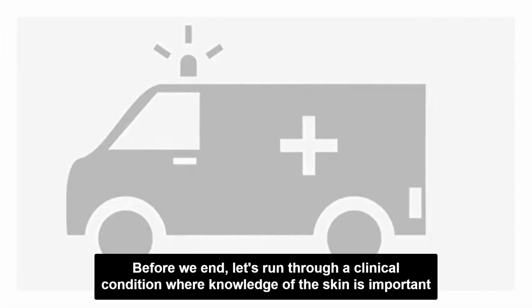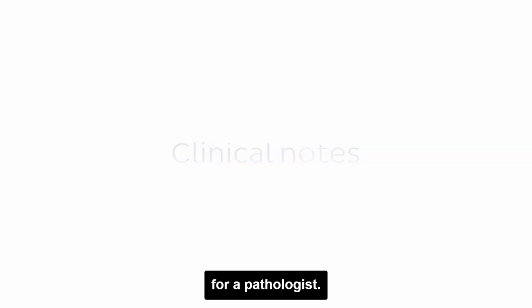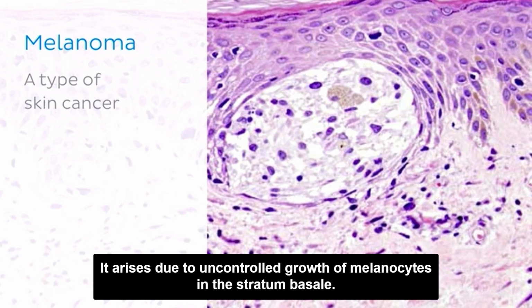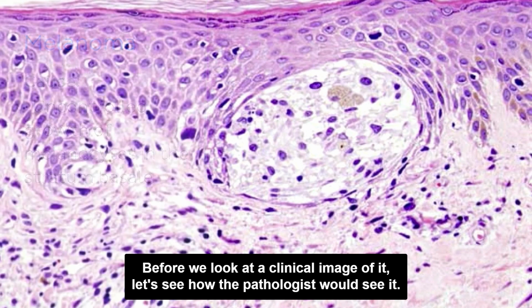Before we end, let's run through a clinical condition where knowledge of the skin is important for a pathologist. Melanoma is a type of skin cancer. It arises due to uncontrolled growth of melanocytes in the stratum basale. In life, it looks like a mole, raised and pigmented. Before we look at a clinical image of it, let's see how the pathologist would see it.